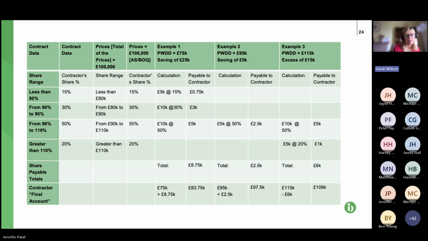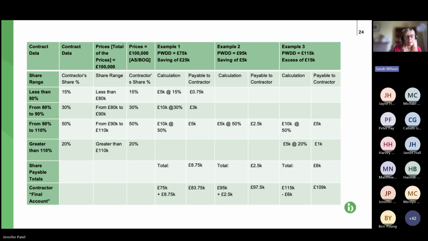So what we have, starting from the left-hand side, is the contract data in the slightly darker green column running down, and you can see the share range. This replicates that left-hand side where we looked at the share range. In this one, we've got less than 80%. And obviously, because it's contract data part 1, the paying party will input this, so it's up to them to consider it. But of course, subcontractors need to consider it as well, because it impacts on what they will recover.